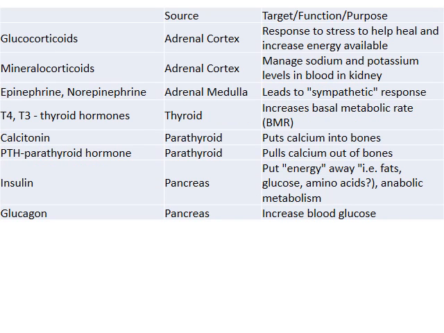This is our last page here of hormones. We've got glucocorticoids from the adrenal cortex. They're going to be released in response to stress to help heal and increase energy available. So in times of stress, having a little extra energy would be a good thing. Helps heal the body. Good things can happen.